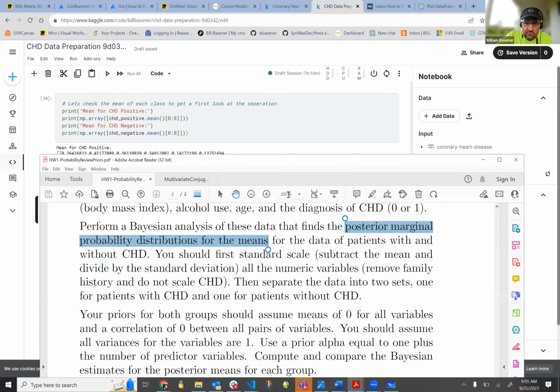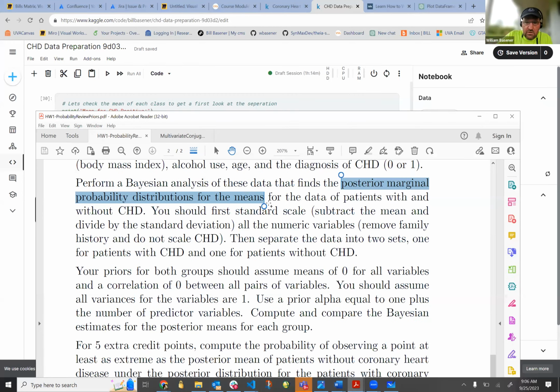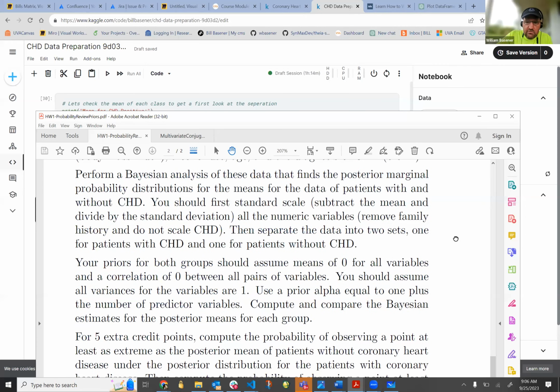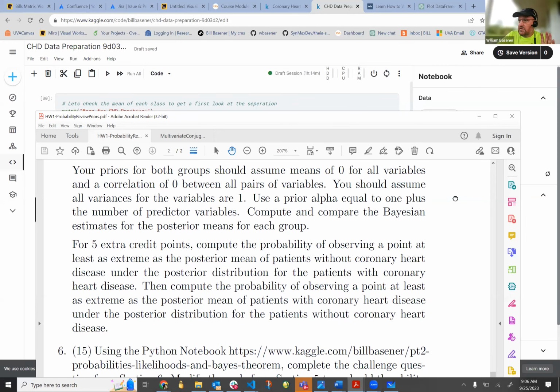So let's work on how to read this question a little bit. For a standard scale, okay. Your priors for both groups, right? I tend to get a little annoyed with some of these problems, that in my opinion they're not explicit enough. But your priors for both groups should assume a mean of 0 and a correlation of 0 between all pairs.